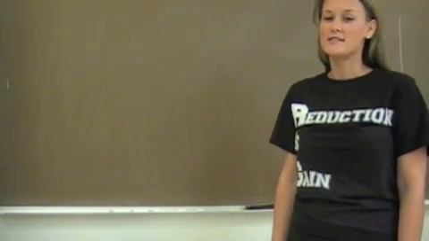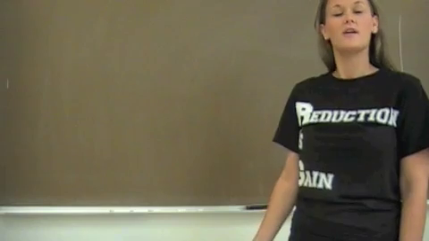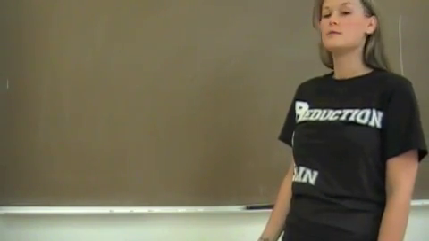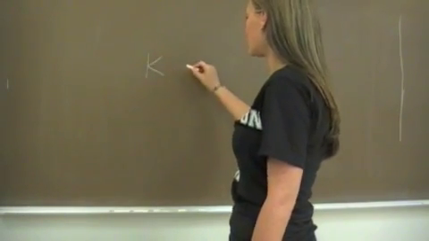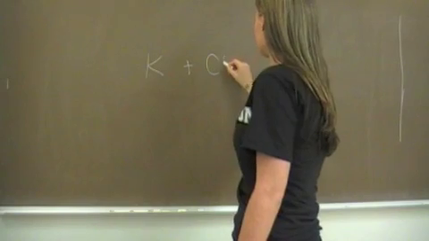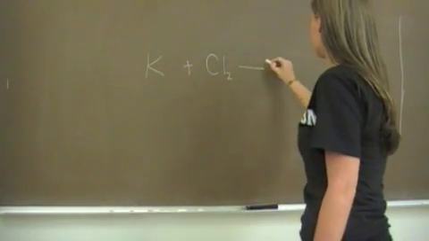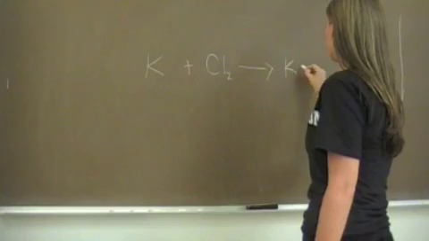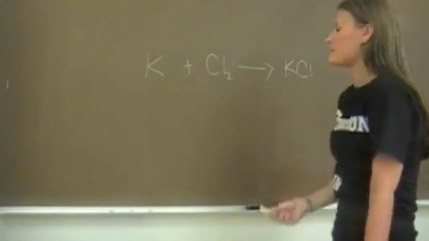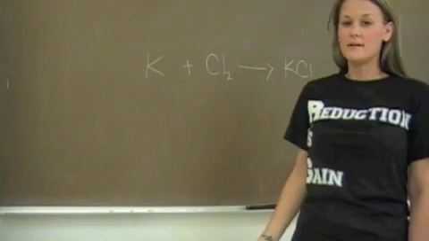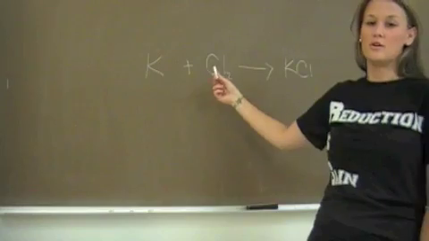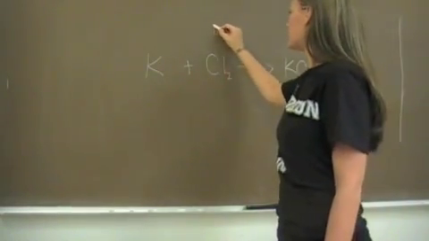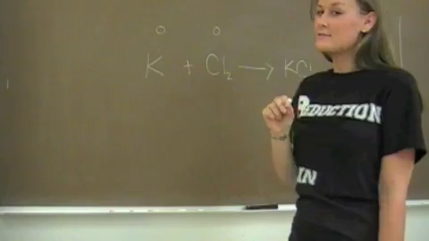Now that we know what oxidation and reduction are, let's try a real-life example. We're going to do a redox reaction with potassium and chloride. Remember, all atoms or elements that are in reactants that are by themselves have a neutral or no charge. Don't forget to balance your equation.